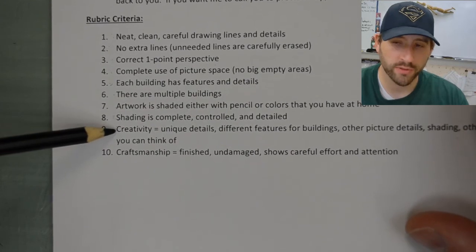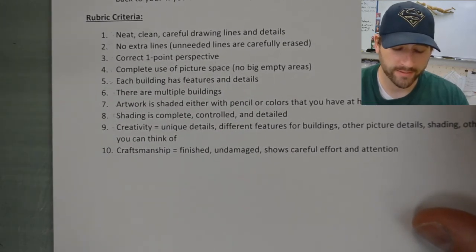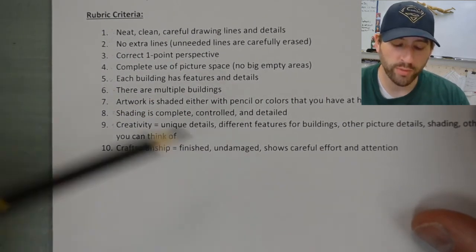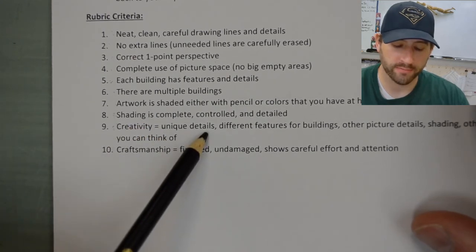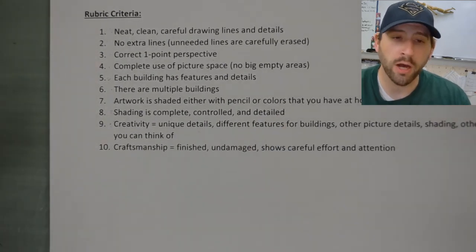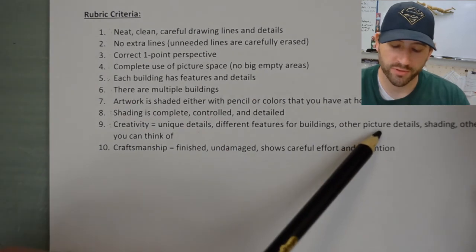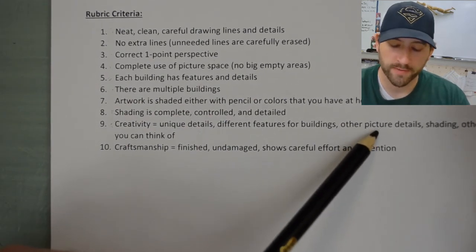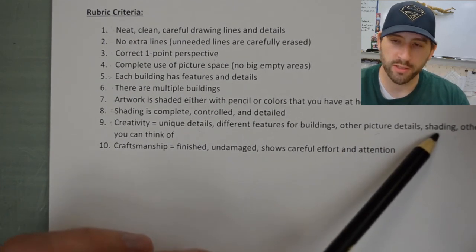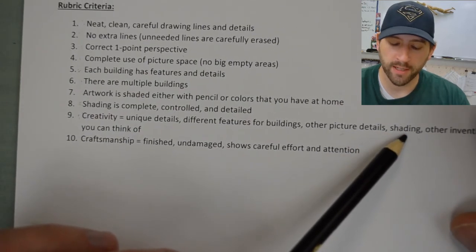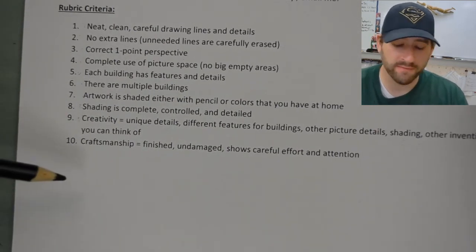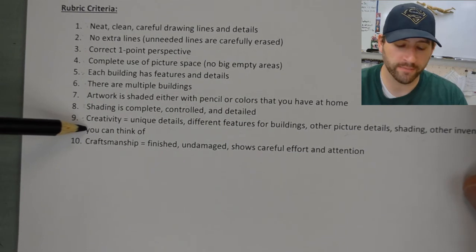Creativity is always important. Creativity is a hard one to grade, and it's a hard one to think about. But here's some ways that you can show being creative. Add unique details. So think about something different to add. Different features for the buildings. Like they're a little bit complex, they're not too simple. Other picture details like people or a background. Animals maybe, plants. Shading, you can show skill and creativity through creative shading and details that you add with the shading. And then any other inventiveness that you can think of shows creativity.